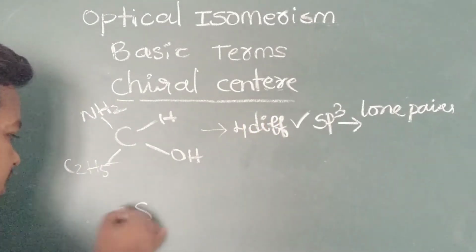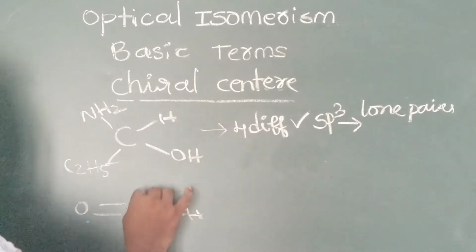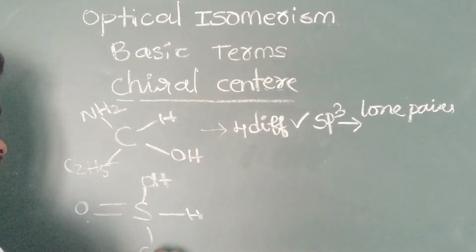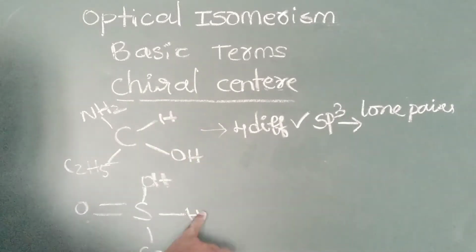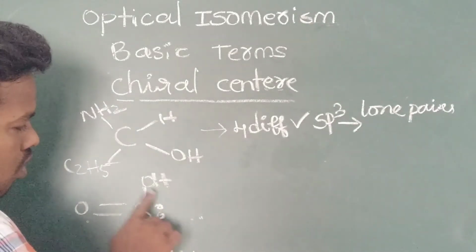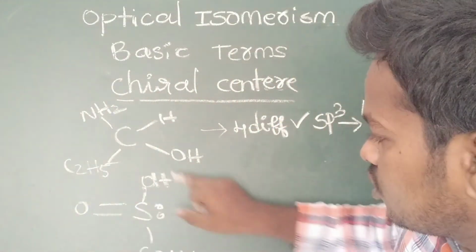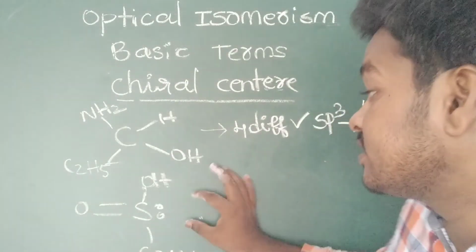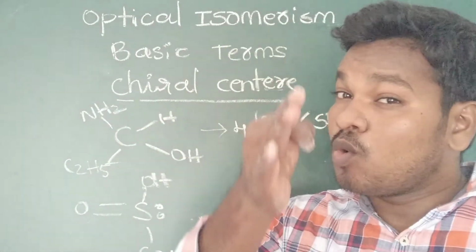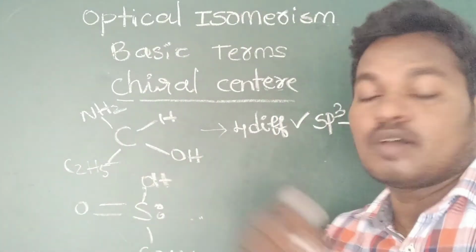It is not only about carbon. Sulfur also you can take, with H, OH, C2H5, and I am writing the lone pair. See here, 1, 2, 3: sulfur is attached to three different atoms. What about the fourth? The fourth one is the lone pair. You have to consider the lone pair also as one of the groups.